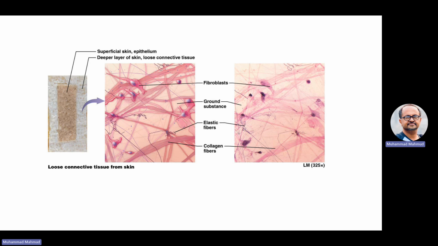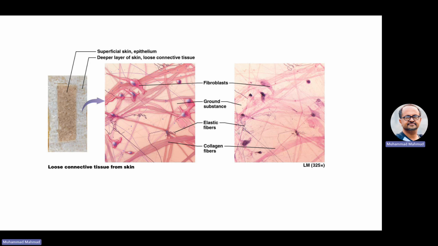After the epithelial tissues, the next type of tissue is the connective tissue. And we find this connective tissue here, which is the loose connective tissue from skin. Usually just under the epithelium, this type of connective tissues are found. You see those cells like fibroblast, elastic fibers, collagen fibers, and they are very loosely connected.